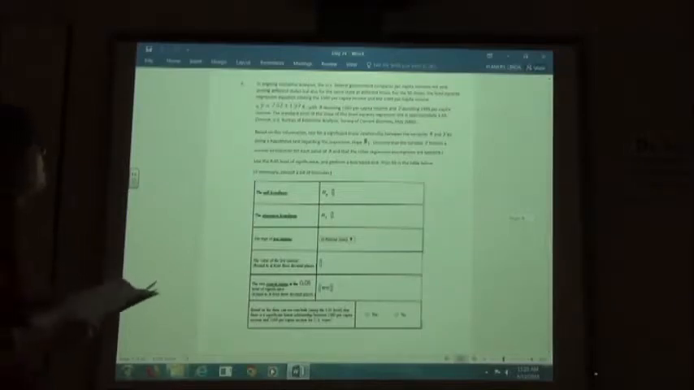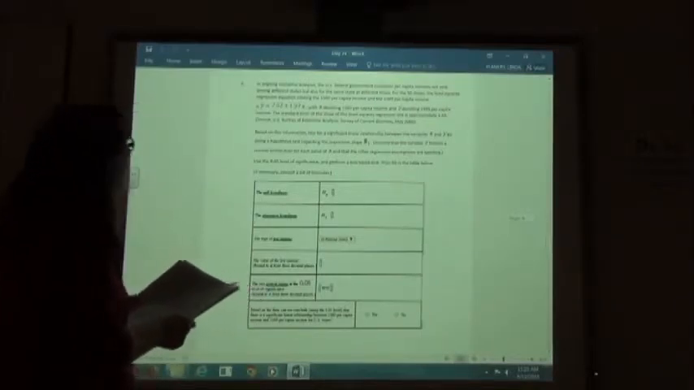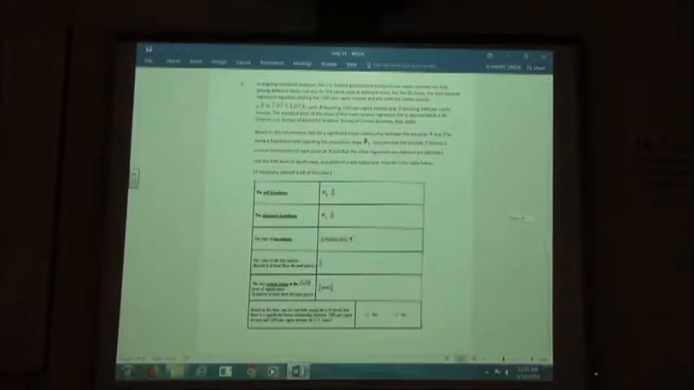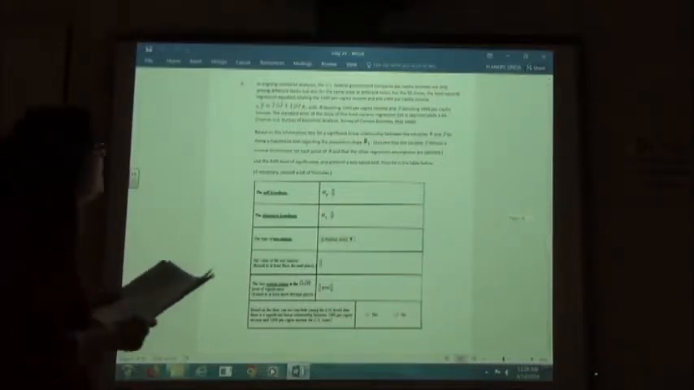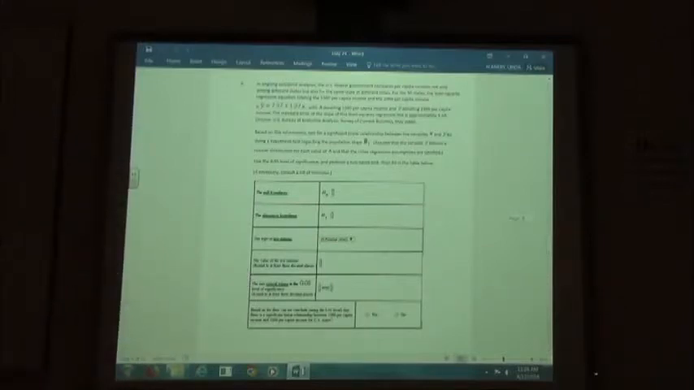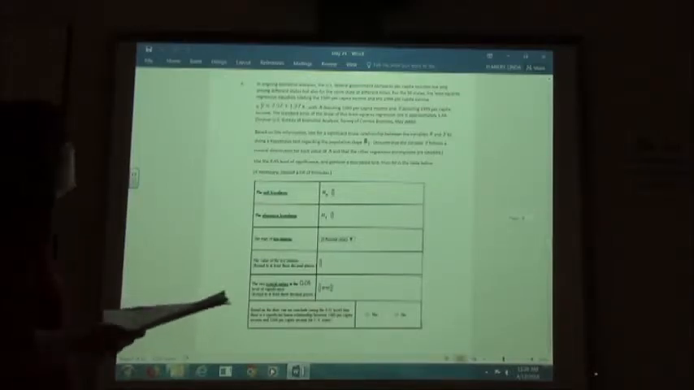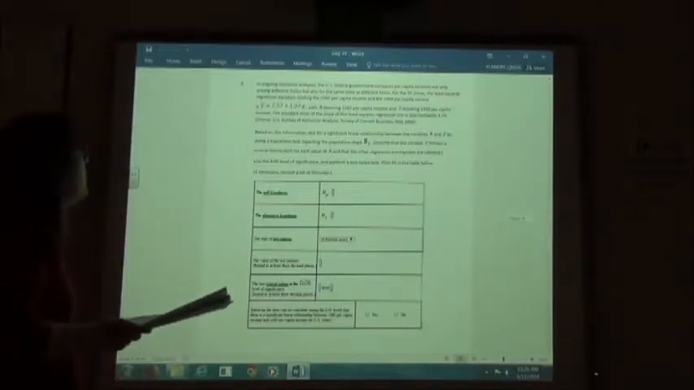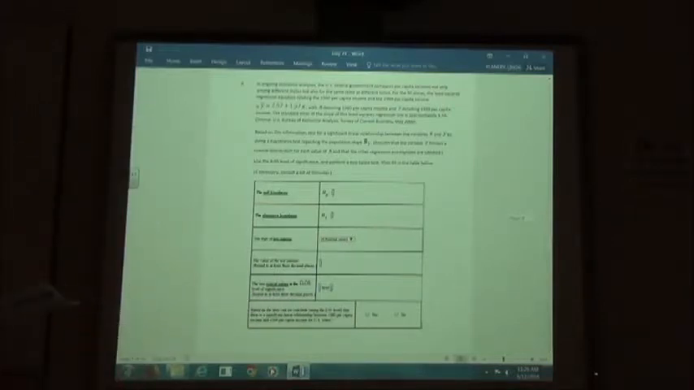The standard error of the slope of this least squares regression line is approximately 1.10. Based on this information, test for a significant linear relationship between the variables x and y by doing a hypothesis test regarding the population slope B1. Assume that the variable y follows the normal distribution for each value of x and that the other regression assumptions are satisfied. Use a 0.5 level of significance and perform a two-tailed test.